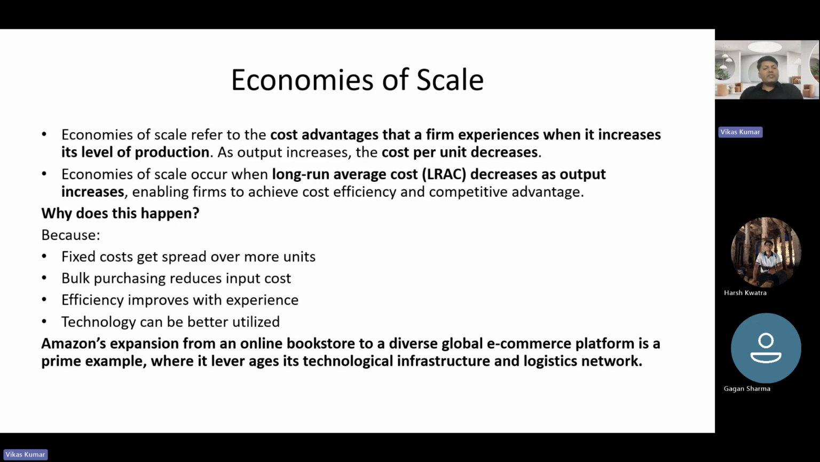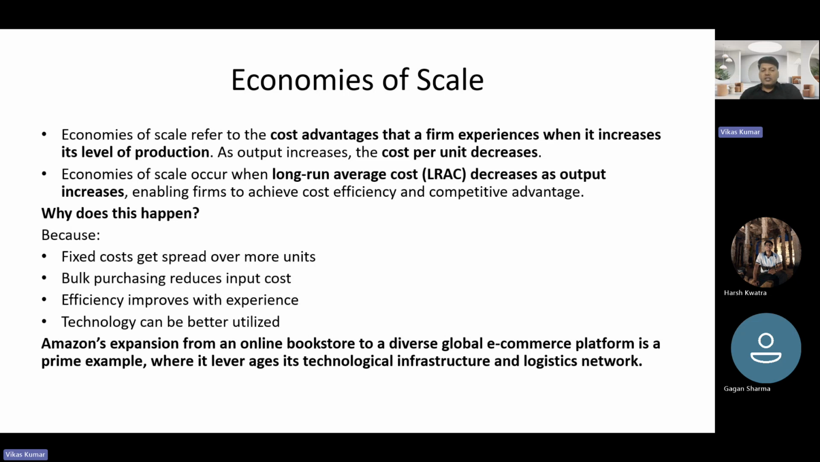Company enlarges their level of production, which helps them reduce the cost per unit. Bulk purchasing reduces the input cost. When you are dealing with your suppliers, those who are supplying you the raw material or the components which can be useful to make your end product, your bulk purchasing power will increase. And because of that, the input cost decreases, which will lead to economy of scale. Cost per unit will decrease.